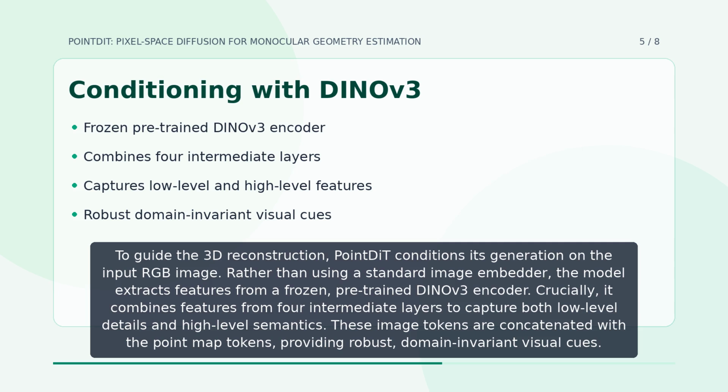To guide the 3D reconstruction, PointDiT conditions its generation on the input RGB image. Rather than using a standard image embedder, the model extracts features from a frozen, pre-trained DINOv3 encoder. Crucially, it combines features from 4 intermediate layers to capture both low-level details and high-level semantics. These image tokens are concatenated with the point map tokens, providing robust, domain-invariant visual cues.